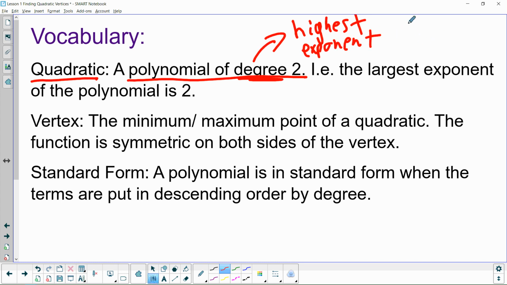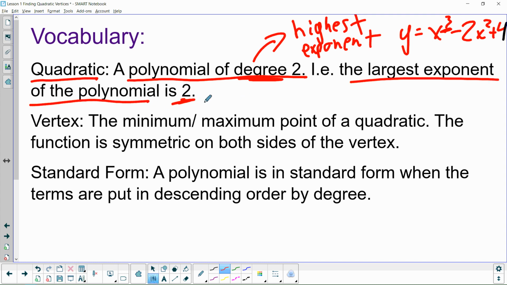So if you had like y equals x to the third minus 2x squared plus 4, this would be said to be degree 3 because the biggest exponent's a 3. Okay, so it's the largest exponent of the polynomial. For a quadratic it can only be a 2. If it's a 2, that means we have a quadratic, aka a parabola.